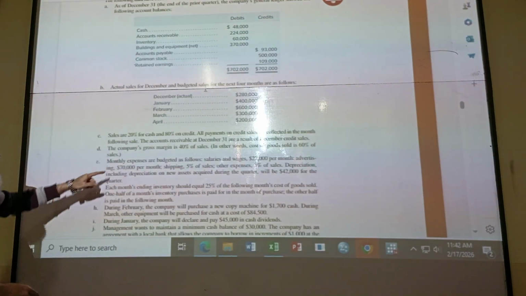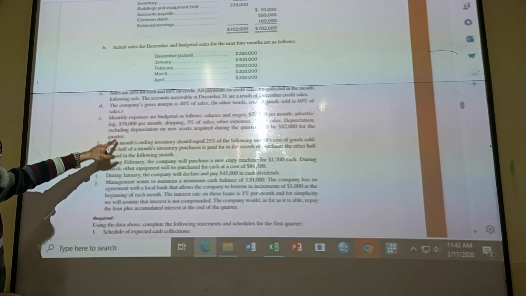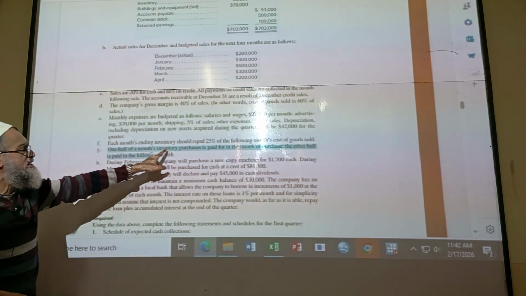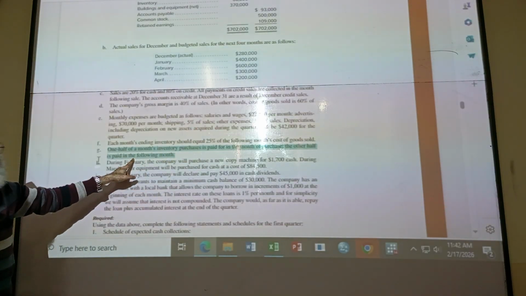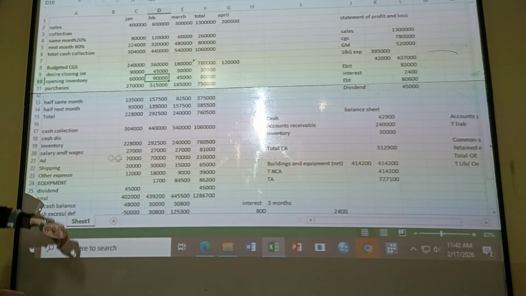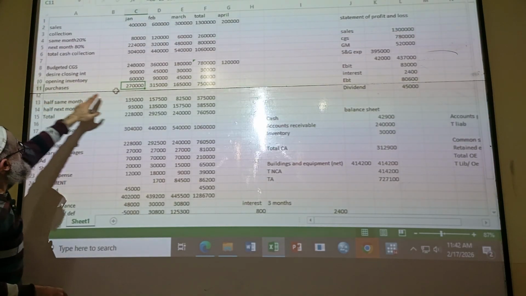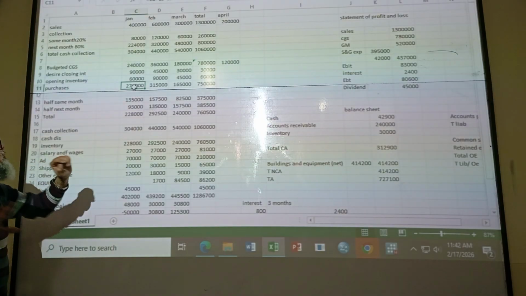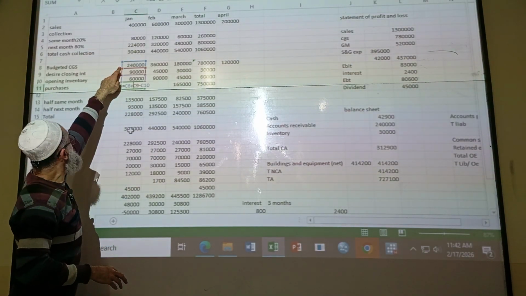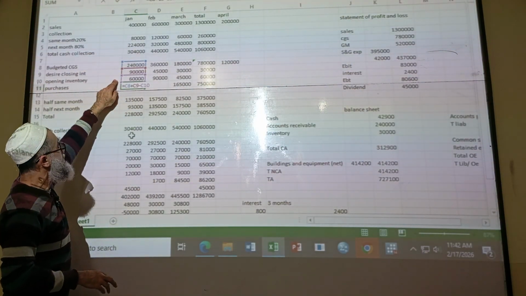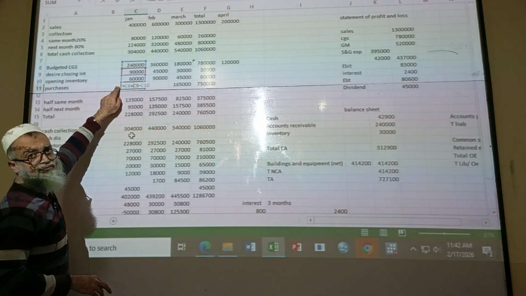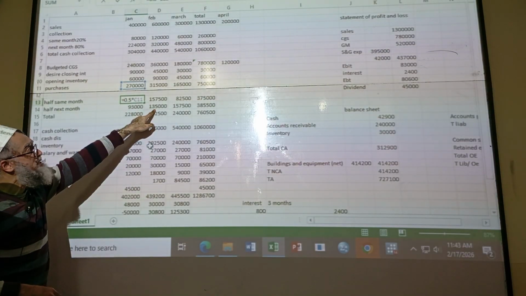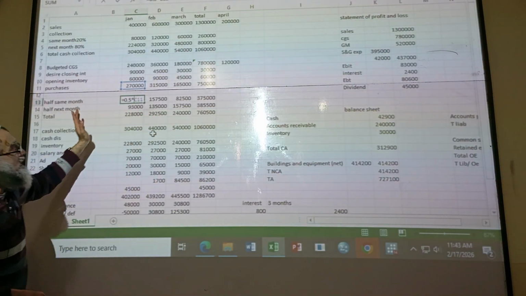Now your purchases are: each month's ending inventory should equal 25% of the following month's cost of goods sold. One half of the month's inventory purchase is paid for in the month of purchase. The other half is paid in the following month. Now for purchases, you need to put the formula once again. This is your budgeted cost of goods sold. This is your desired closing inventory, which will be added, and the opening inventory subtracted. You will get this figure. Once you get this figure, half of this is paid in this month, half is paid in the next month. Accordingly, put the formula and you will get all these figures.